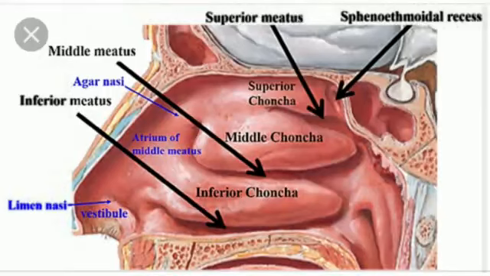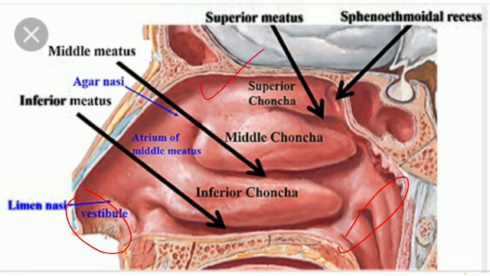The nasal cavity extends from the nostrils to the internal or posterior nasal apertures, also called the internal nares. Okay, so the posterior nasal aperture connects the nasal cavity with the nasopharynx here. This hole is the nasal cavity.